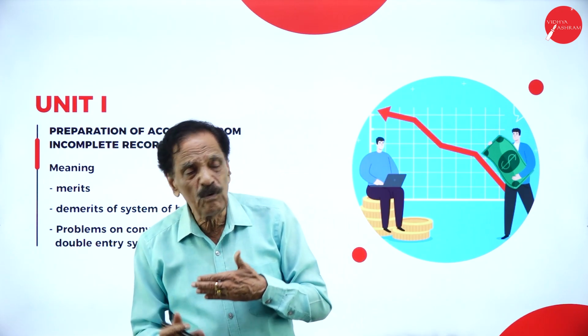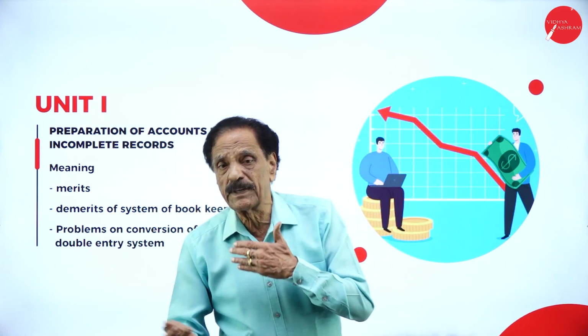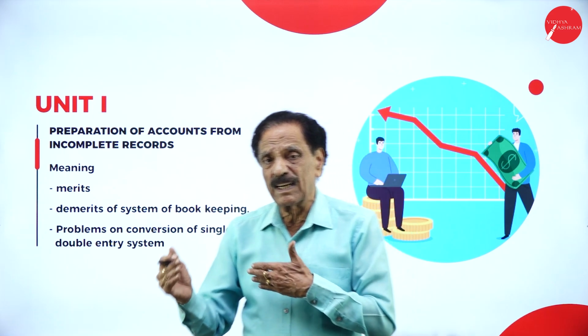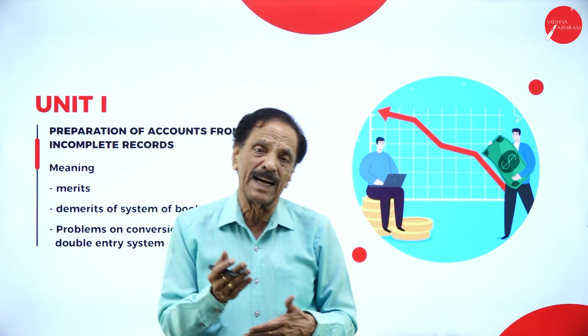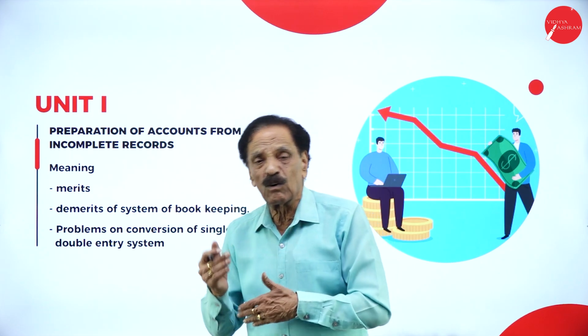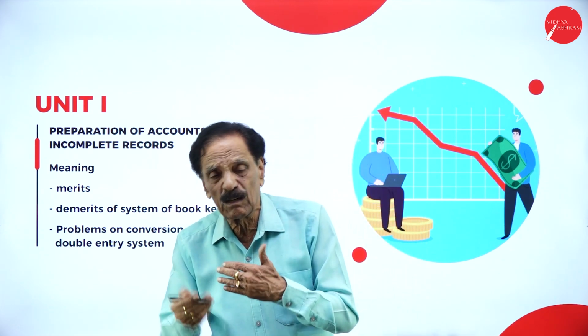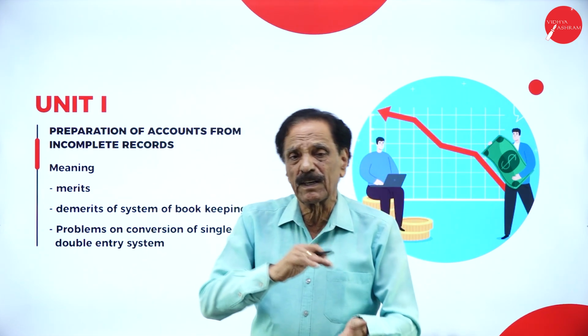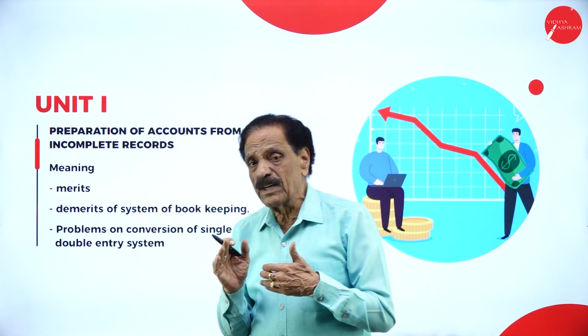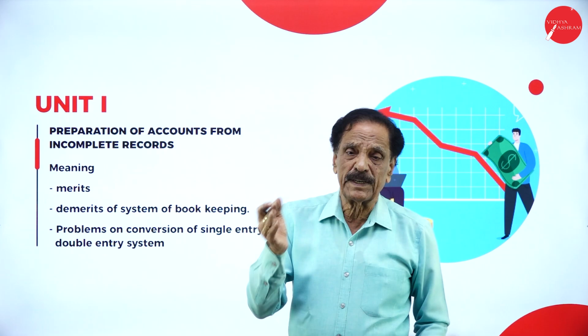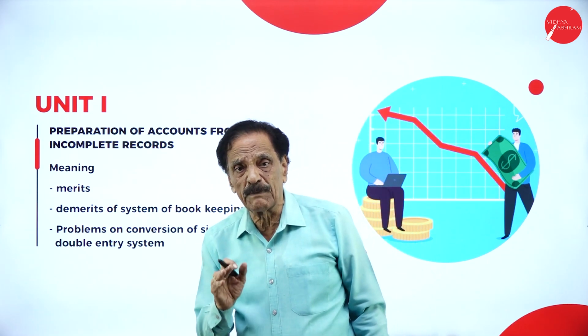Generally, what we'll do is prepare one statement of affairs, debtors account, creditors account, bills receivable account, bills payable account, and cash account. So which are the accounts we are going to prepare? Debtors account, creditors account, BR account, BP account, cash account, statement of affairs. To find out the capital, then we have to prepare a trading profit and loss account and a balance sheet.